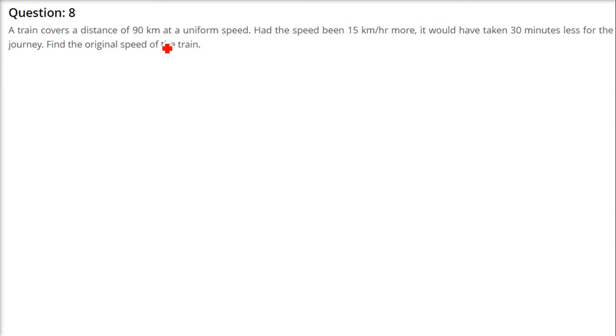A train covers a distance of 90 km at a uniform speed. Had the speed been 15 km an hour more, it would have taken 30 minutes less for the journey. Find the original speed of the train. So let us assume the original speed is x. Now the speed is increased by 15, so the increased speed will be x plus 15. So what is the time taken in the first situation? Distance remains the same, 90 km by x.